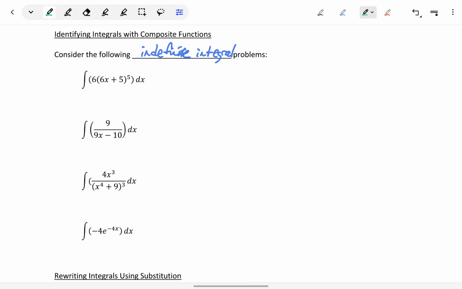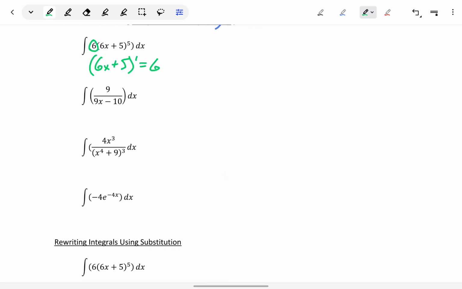We can see in our first expression the antiderivative of 6 times the quantity 6x plus 5 to the 5th power. We have an interior function, 6x plus 5, and if we take the derivative of that expression, we get 6, which matches up with this other piece of the expression. That's going to be an important piece of this integration by substitution process.